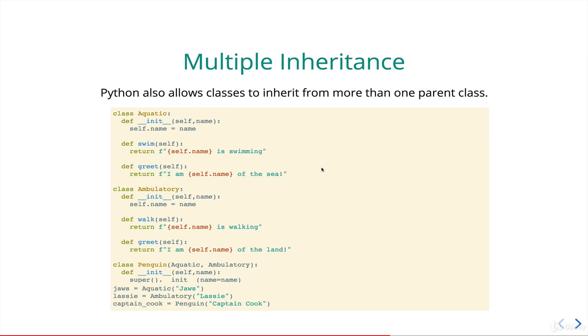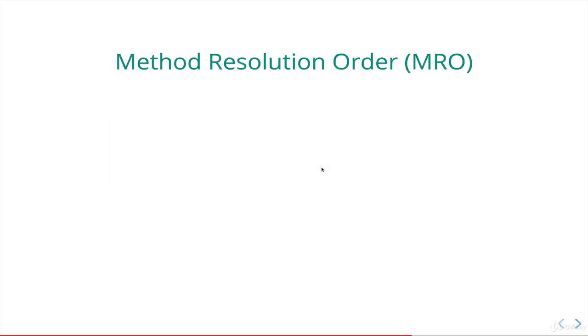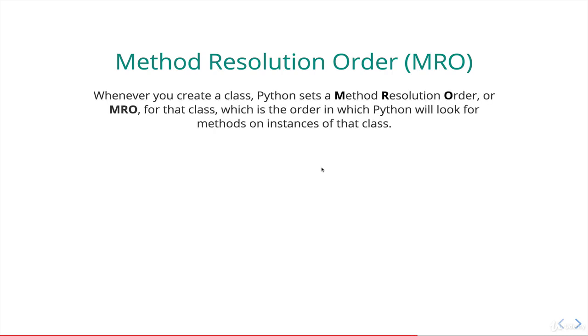So in a case like that, how do you know what the order will be that things will be run in? And the answer has to do with something called method resolution order, or MRO. Whenever you create a class, Python automatically sets a method resolution order, or MRO, for the class, which is basically just the order in which Python is going to look for methods on instances of that class. So it's like a hierarchy.